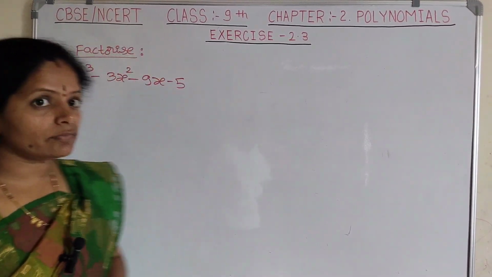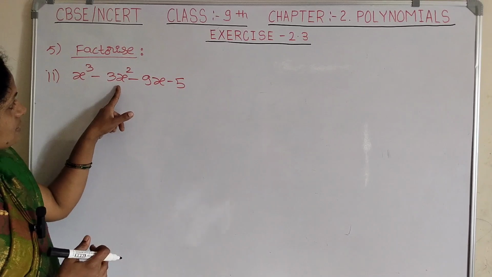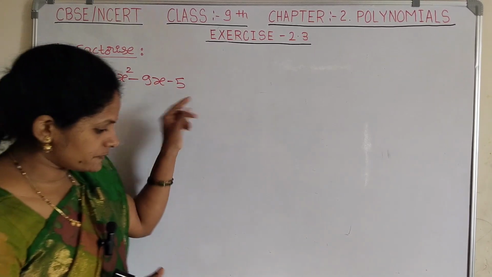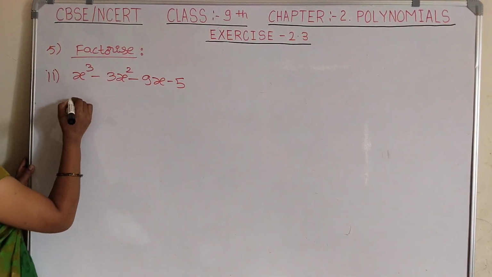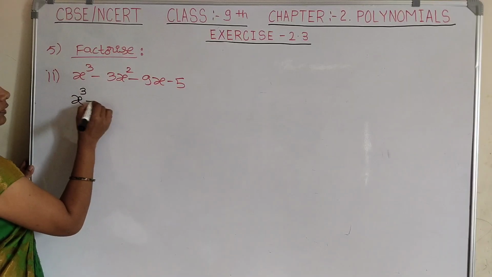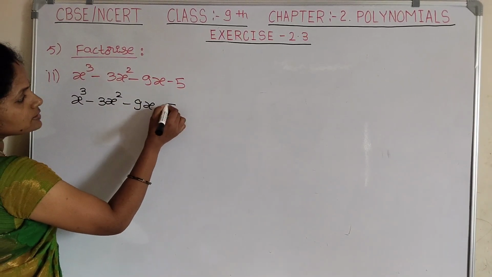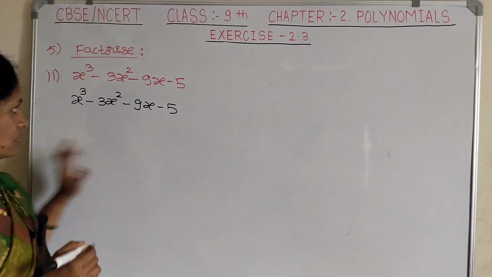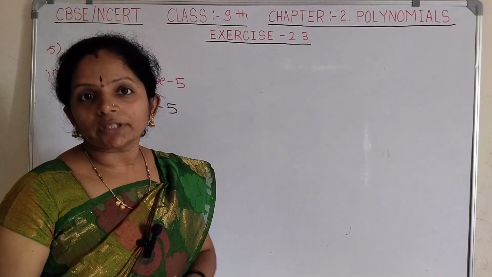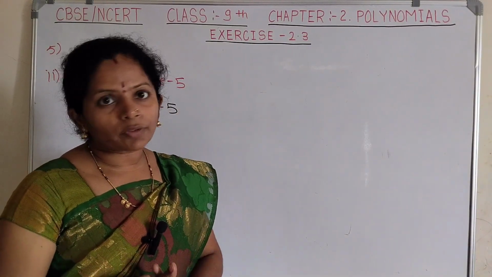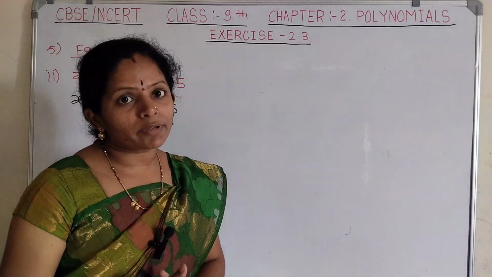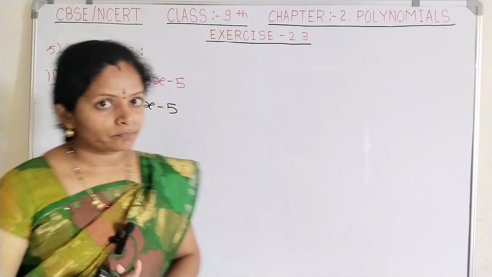The second one is x cube minus 3x square minus 9x minus 5. In the previous question, we have solved with the two methods. It's up to you. You can choose any one method which you feel better.